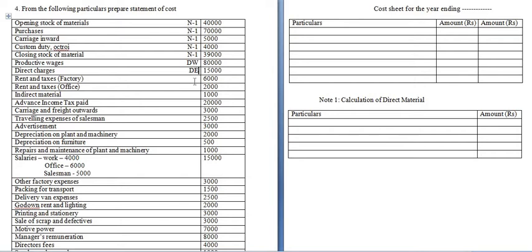Then rent and taxes in bracket factory, it is taken under factory overheads. Next, rent and taxes, office, they have given, it means it has to be taken under administrative overheads. Indirect material, so indirect material means it is used in the factory, so factory overheads. Advance income tax paid. Advance income tax is not considered while preparing cost sheet because it is not a cost expense.